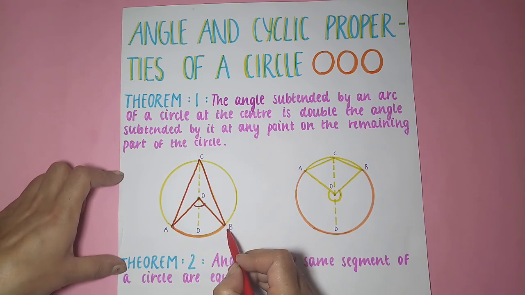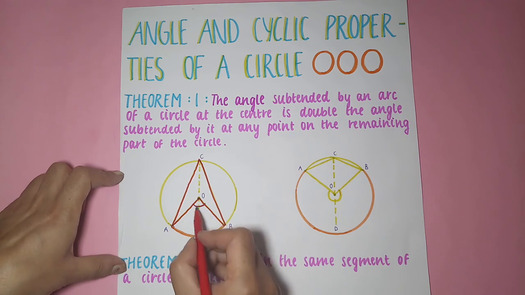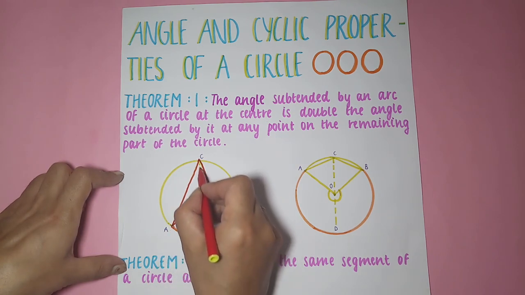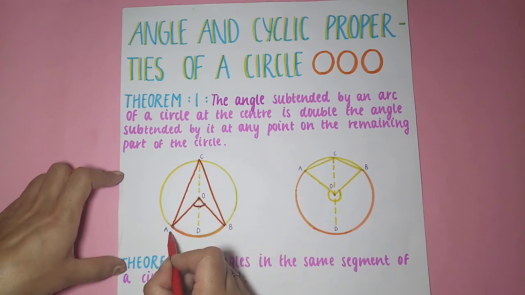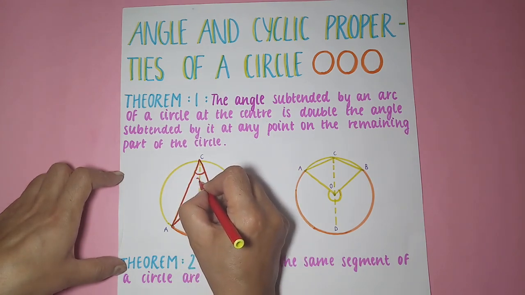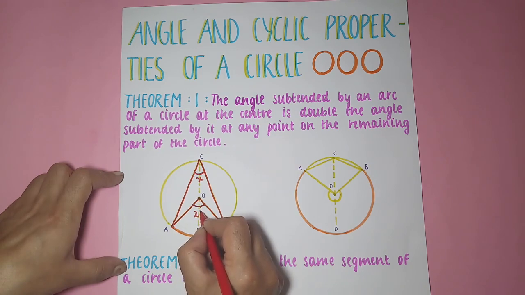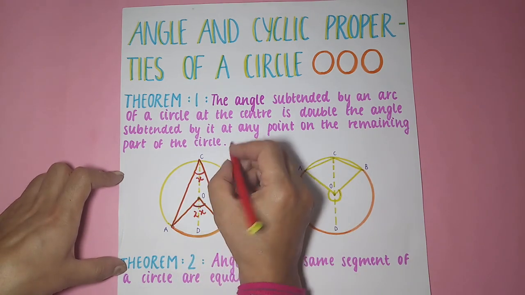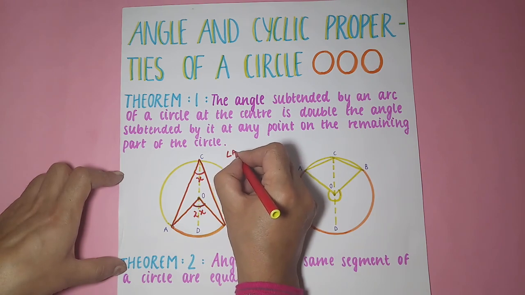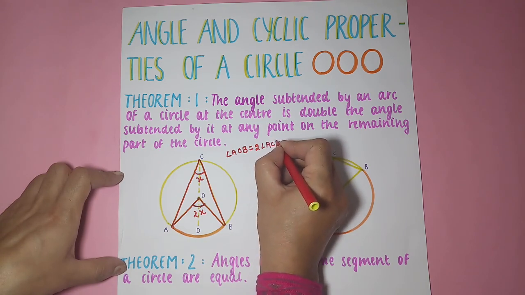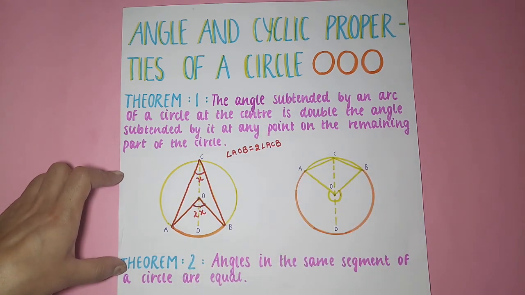Now the theorem says that angle subtended by an arc at the center is double the angle subtended by the same arc at the circumference, right? So what does that mean? It means that if this angle is x, then this angle will be 2x, right? That's what the theorem says. So we can say that angle AOB is 2 times angle ACB. So let's repeat the theorem again.